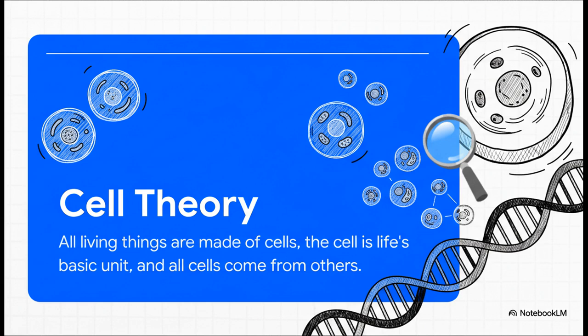Simple enough. 2, the cell is the most basic unit you can have that's still considered alive. And 3, and this was the really revolutionary part, every single cell comes from another cell that was already there. This completely shattered the old idea of spontaneous generation. You know, the belief that life could just pop into existence from nothing. It was a massive shift in how we understood life itself.